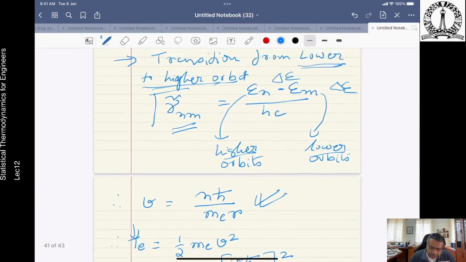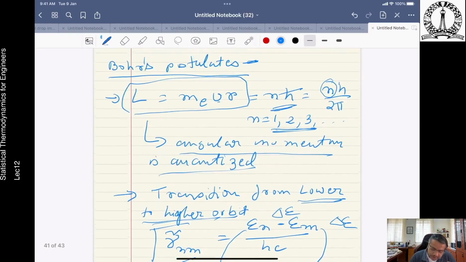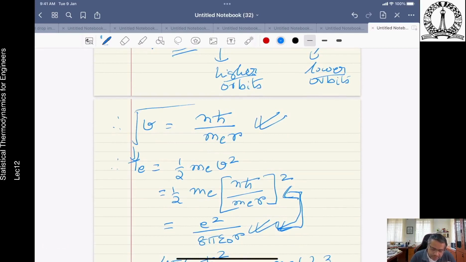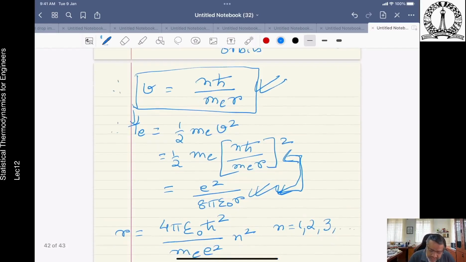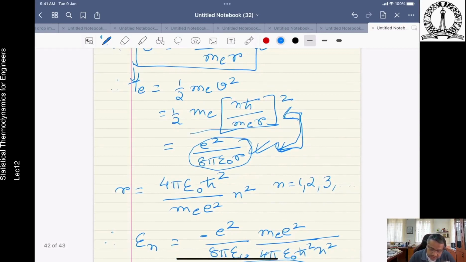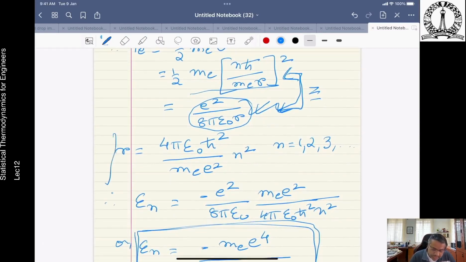And therefore, using this particular expression, which is the quantization of angular momentum, we found an expression for v, which is the velocity, right? So the kinetic energy is therefore given as this, and kinetic energy already found is given in this particular form. So equating these two, we found the allowed radii of the orbits.